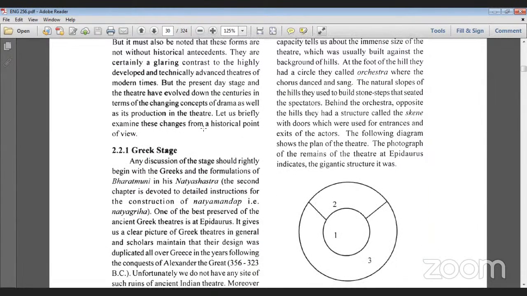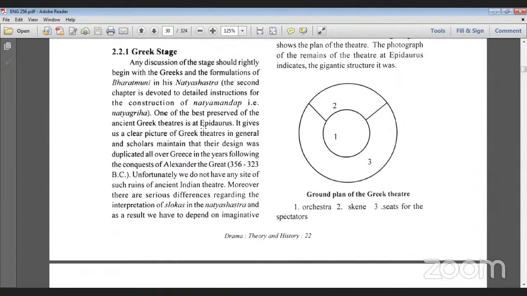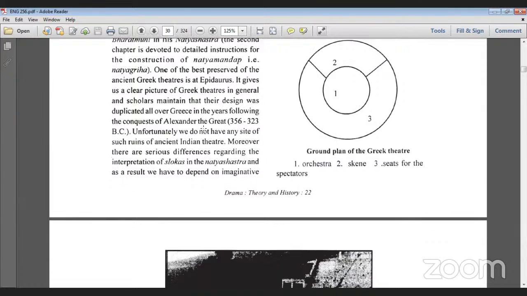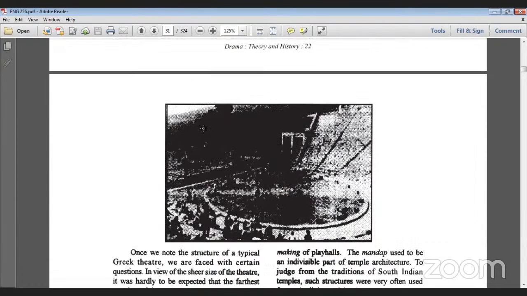The following diagram shows the plan of the theater. If you are asked for a plan diagram, you have to draw these two circles and those two lines, and you can draw one, the middle one, and two and three. These are the spectators' seating arrangement. This is a photograph of the remains of the theater of Epidaurus. Ground plan of the Greek theater: orchestra, skene, seats for spectators. You can see the actual picture.